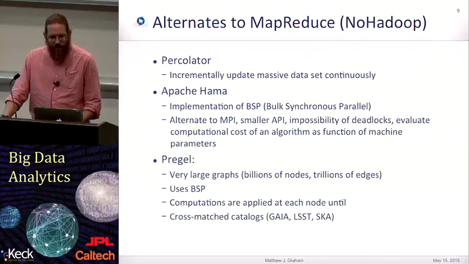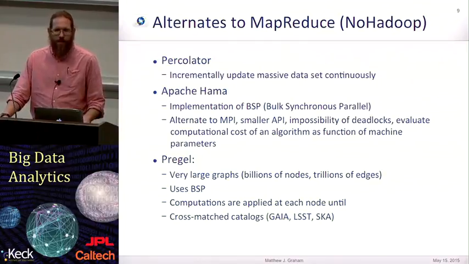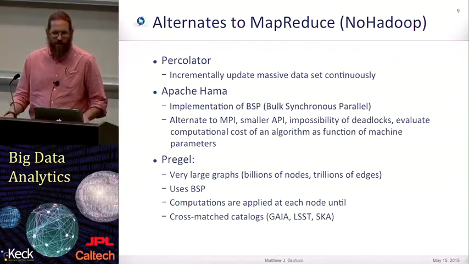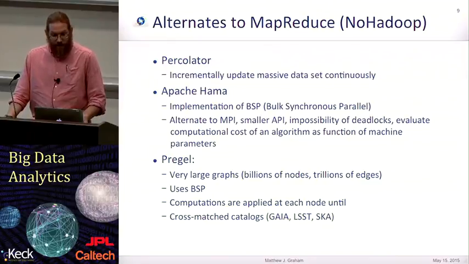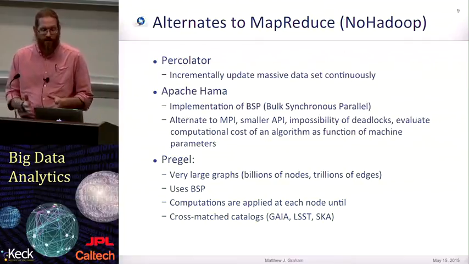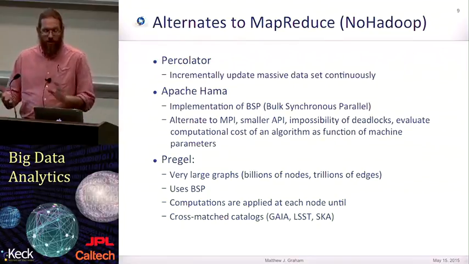There's a thing called Apache Hama, which is an implementation of the bulk synchronous parallel algorithm. This is a way of doing MPI-type calculations, but where you can split it across very many machines, very many clusters, and it avoids some of the problems of MPI in those situations. There's a thing called Pregel, which is an infrastructure for working with very large graphs. So again, if you want to do web-scale analysis, where you have very large linked data sets with billions of nodes and trillions of edges, Pregel is the sort of thing you might want to consider.